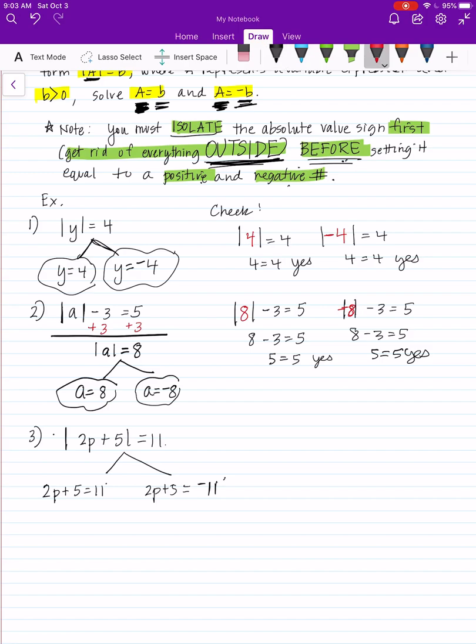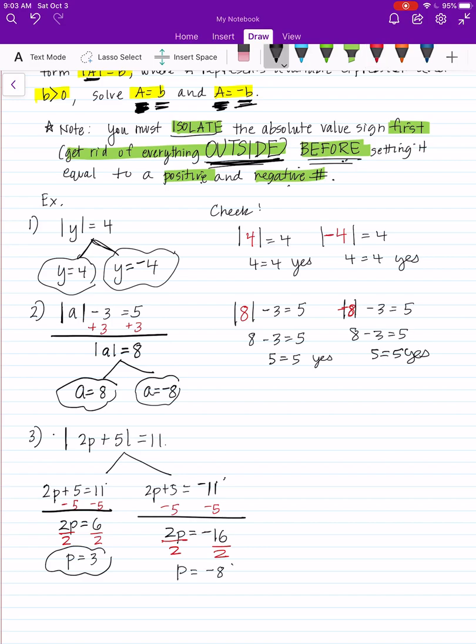Now I have two-step equations that I need to solve. So I'm going to subtract 5 and subtract 5. So that gives me 2p equals 6, divide by 2, and divide by 2, and p is equal to 3. That's one solution. And now let's do this one. I'm going to subtract 5, and I'm going to subtract 5, and I have 2p equals negative 11 minus 5, which would be negative 16. Divide by 2, and p is equal to negative 8.